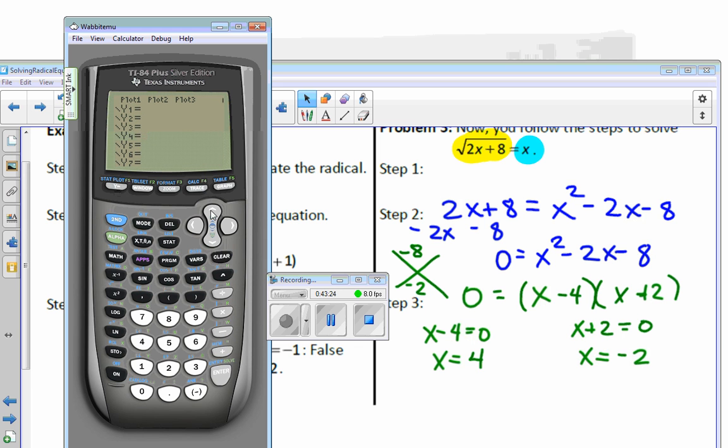So let's see. So I have the square root of 2x plus 8, and I have an x. Now I'm going to go back to Zoom Standard, because if you remember on the last problem, I made my x real big, didn't I? Made my window real long. So I'm just going to Zoom Standard again, just so I can get a pretty picture. And I'm looking for where the two graphs are going to intersect.